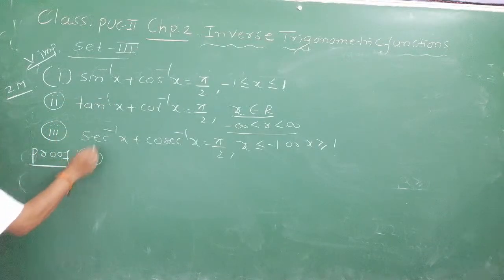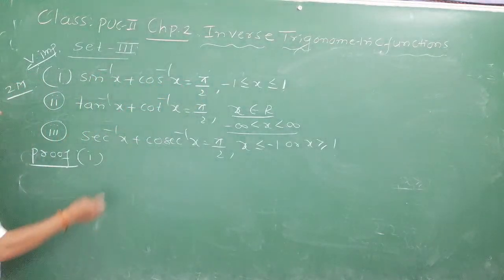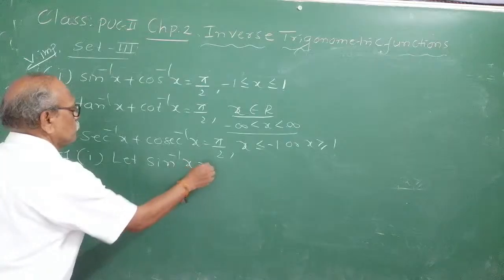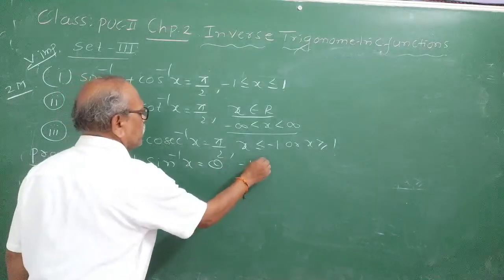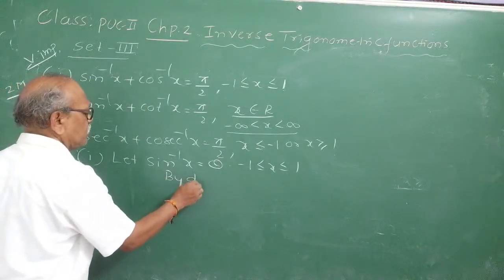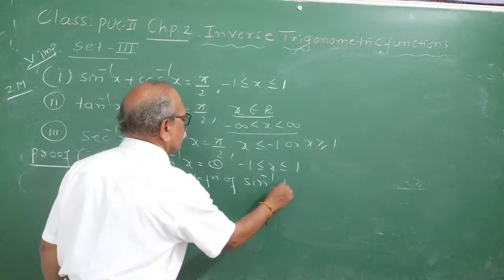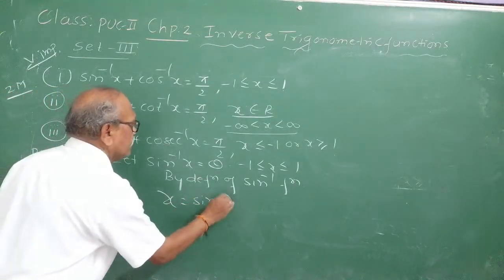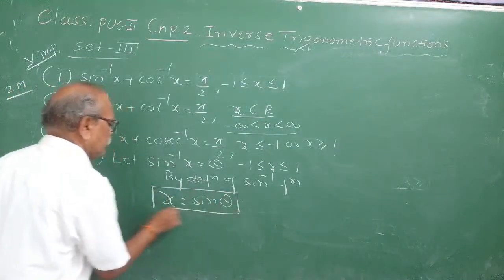Proof of the first one. Sin inverse x plus cos inverse x is equal to pi by 2 is asked. Now how can you prove it? Let sin inverse x is equal to theta. By definition, where does x lie? Between minus 1 to plus 1. By definition of sine inverse function, you can write it as x is equal to what? Sine theta. Right? X is equal to sine theta.